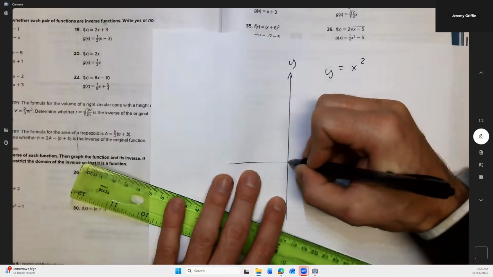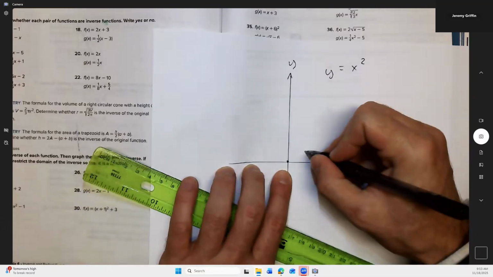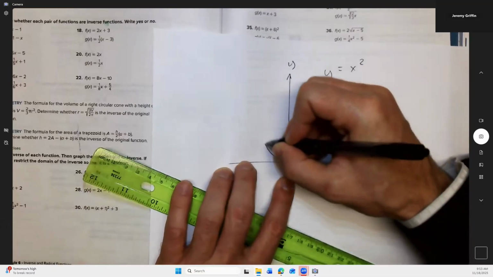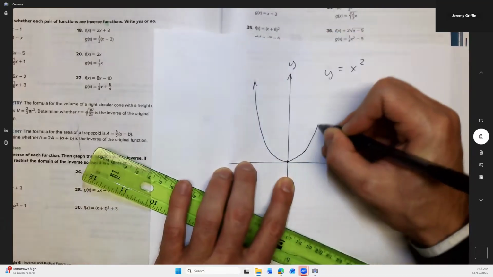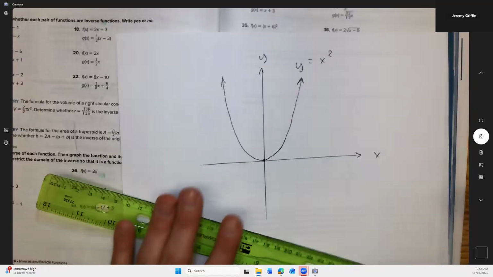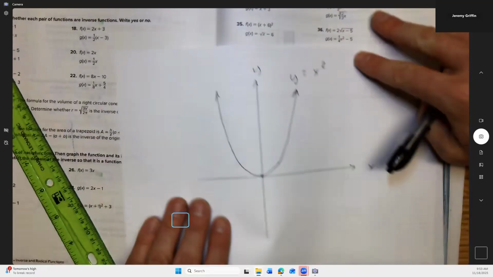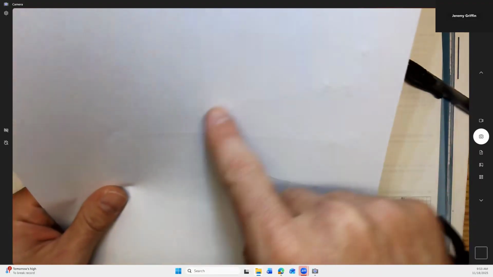Original function. So 0, 0, 1, 1, 2, 4, 3, 9. You guys know it's going to end up basically like this, right? That's a very basic parabola. Well, if I do the flip-the-paper trick, let's see, can you guys kind of see through it? Yeah. You see it's going to create the sideways parabola? You guys see that?